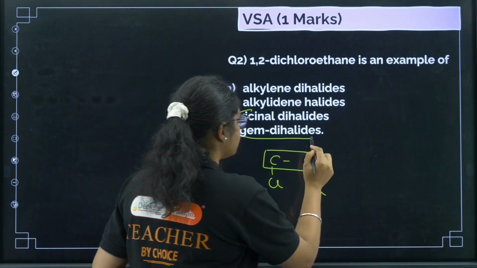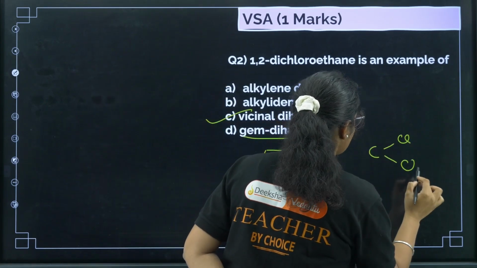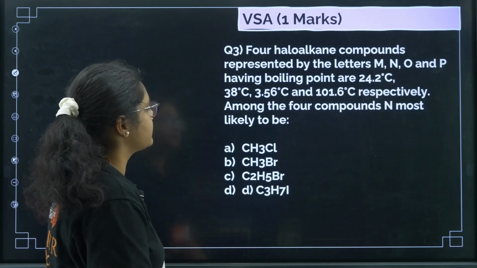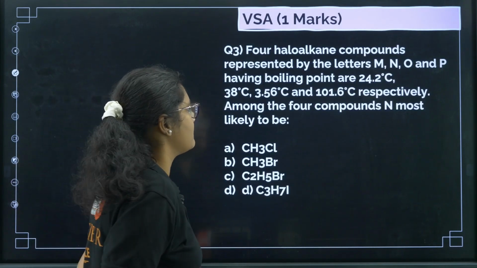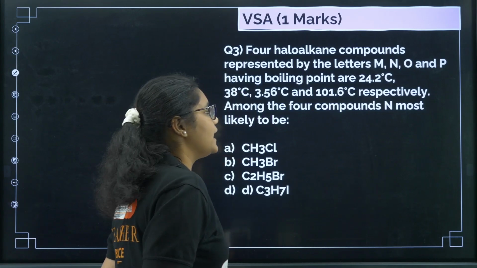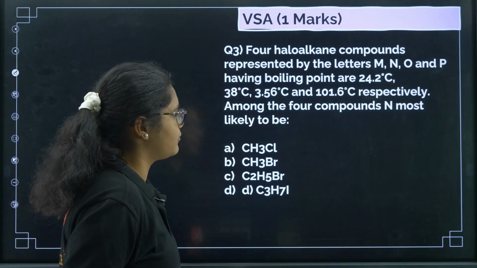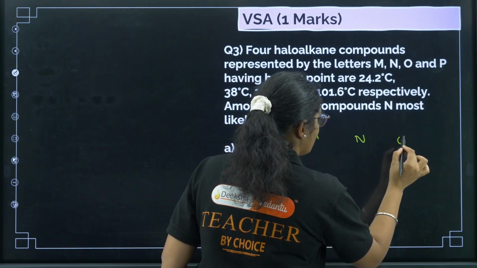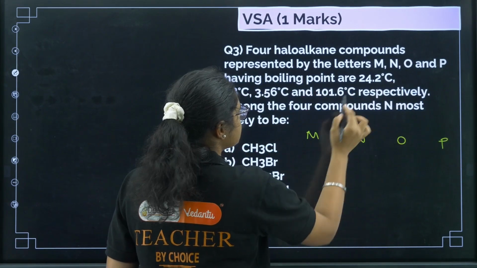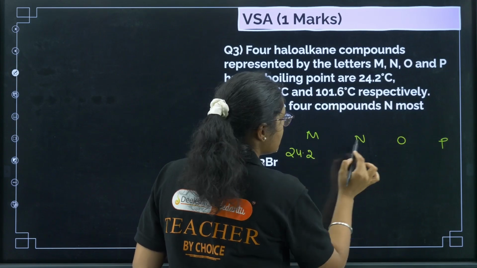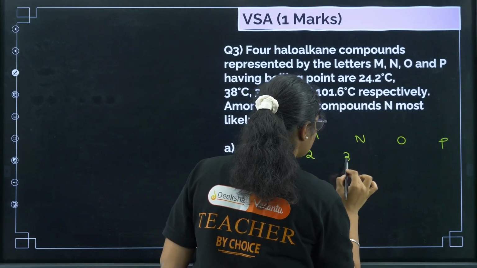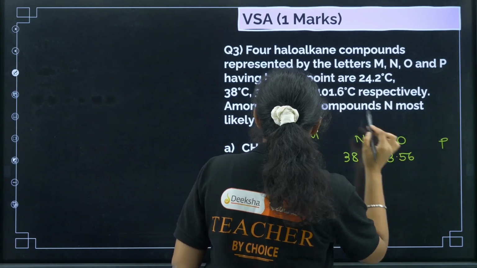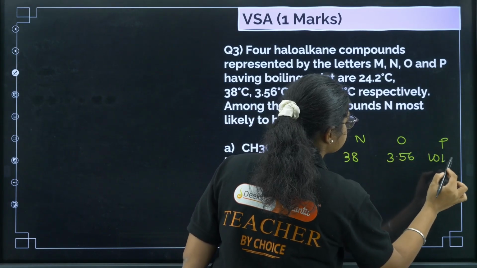Okay. Now, what are geminal dihalides? Geminal dihalides have two chlorines attached to the same carbon. Okay. Now, let us go to the next question. Here we have 4 haloalkane compounds represented by the letters M, N, O and P, with the boiling points given. Let us note down M, N, O and P. So, M is 24.2, N is 38, O is 3.56 and P is 101.6.